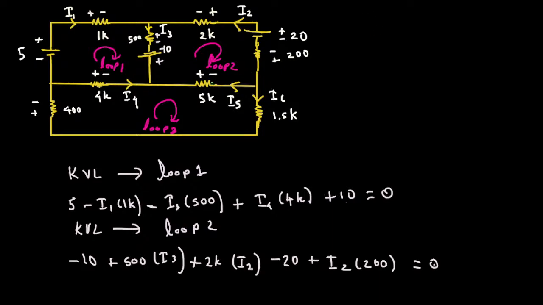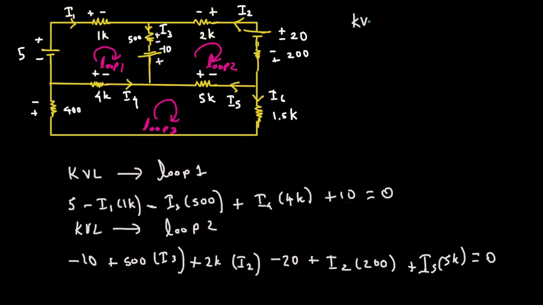I also missed this one. We have an I5, and that is minus to plus, so that's going to be a plus as well. So this is a plus, because minus to plus, I5 times 5k, that's equal to 0. So this is KVL at loop number 2.